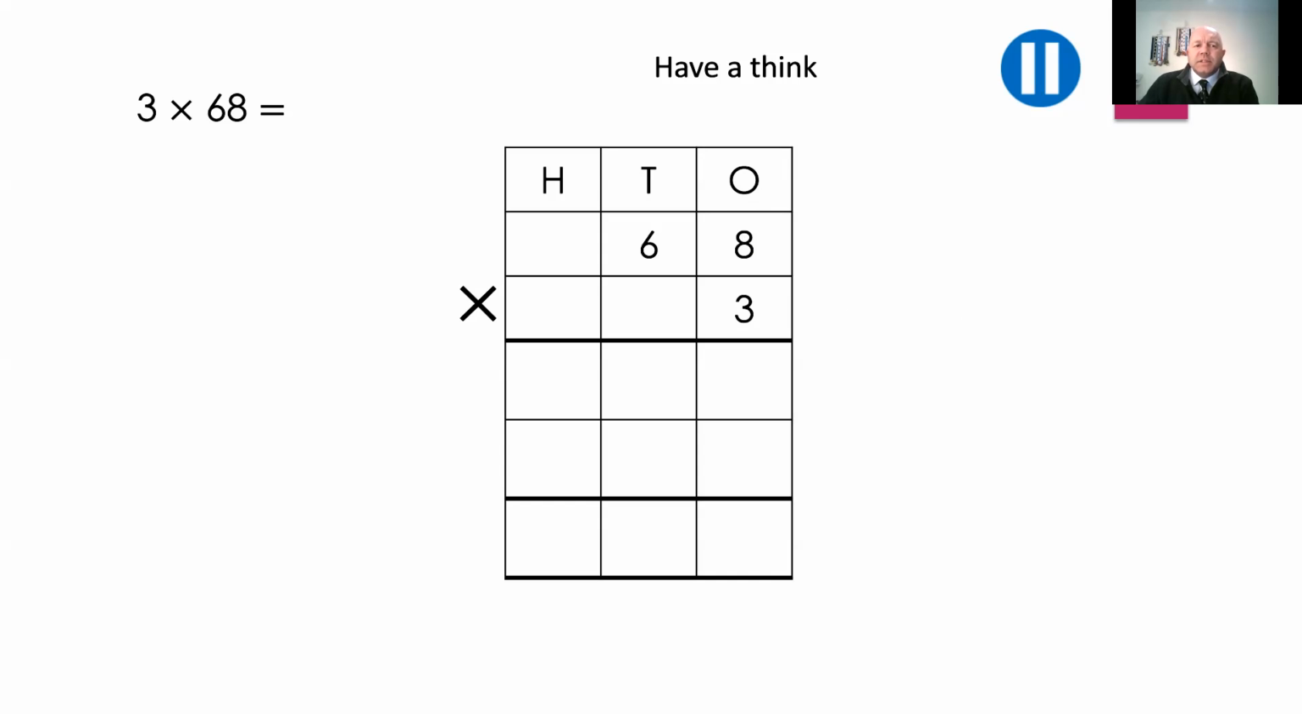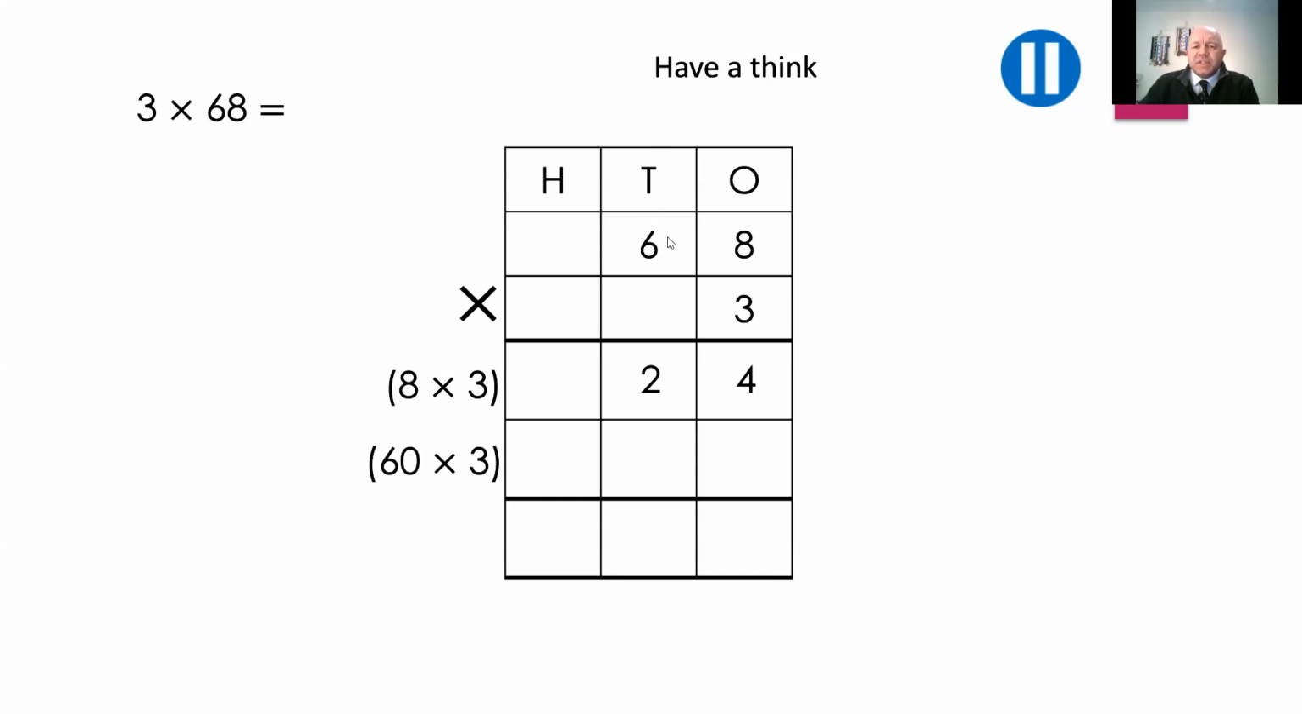Okay, let's see what you've got. We're going to start with the 3 times 8 or 8 times 3. Remember, we can do it either way round. 3 times 8 is 24. So our 4 goes in the ones column, and then the 2 is in the tens column because that's 20, 2 tens.